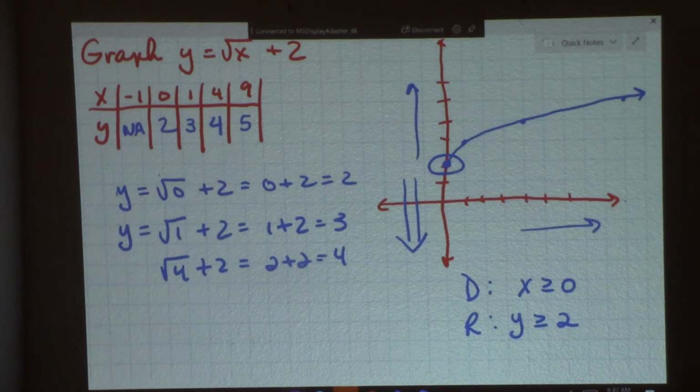Let's talk about what's next. What happens when we have a constant added to y equals the square root of x?